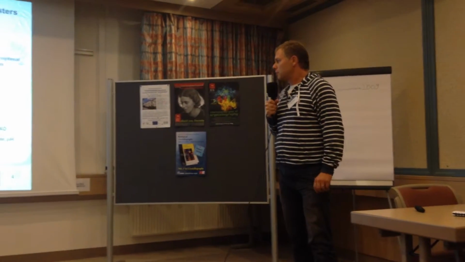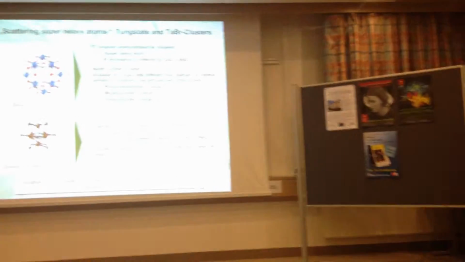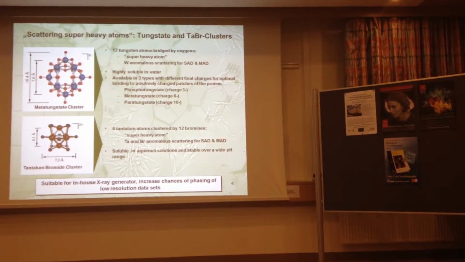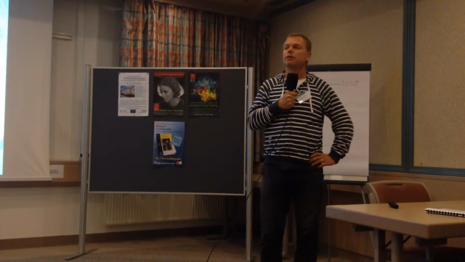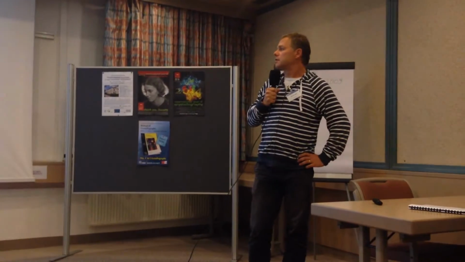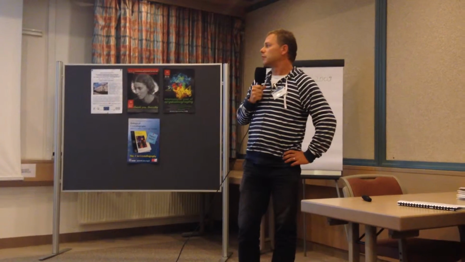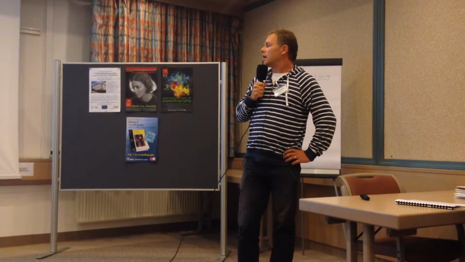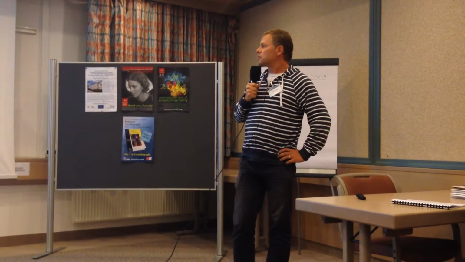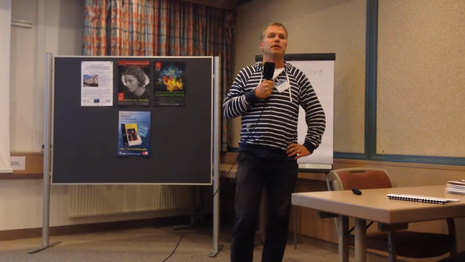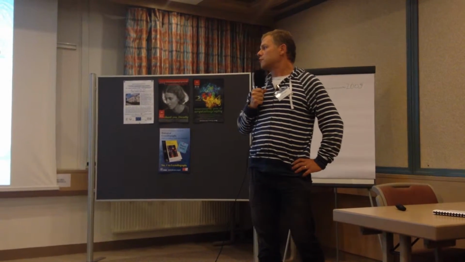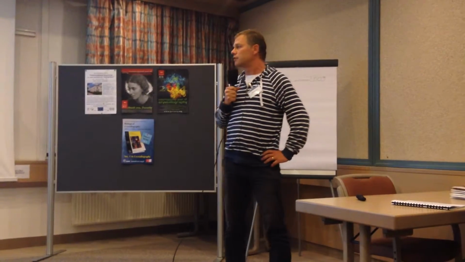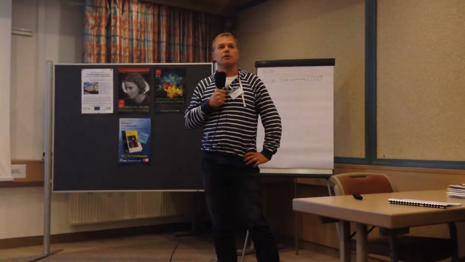The second example I want to briefly show you is the tantalum bromide cluster. It's a similar arrangement. So there are 6 tantalum atoms clustered by 12 bromines. Again, this arrangement forms kind of like a super heavy atom, and tantalum as well as the bromide are both anomalous scatterers. It is also soluble in aqueous solutions, although not as well as the tungstate clusters, but it's stable over a large pH range, and both of those are suitable for in-house sources.